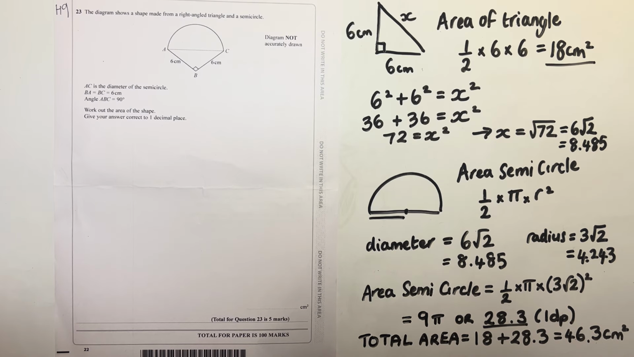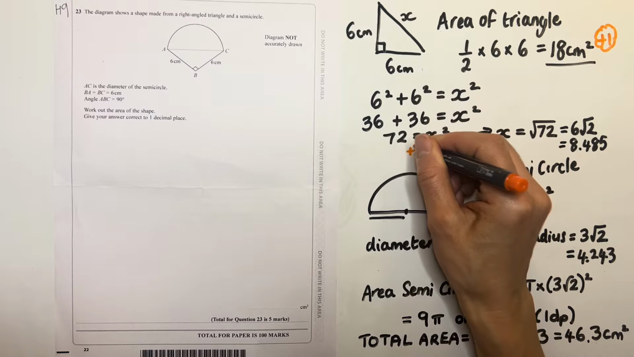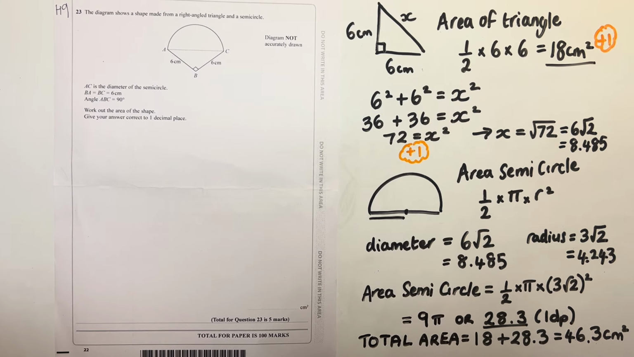Otherwise, you might be able to gain some points for some of the working that you've done. The first point is for finding the area of the triangle, 18 centimetres squared. The next point is available for applying Pythagoras and finding that the diameter squared is 72. The third point is for finding the diameter is 8.485. The fourth point is for finding the area of the semicircle, 28.3.